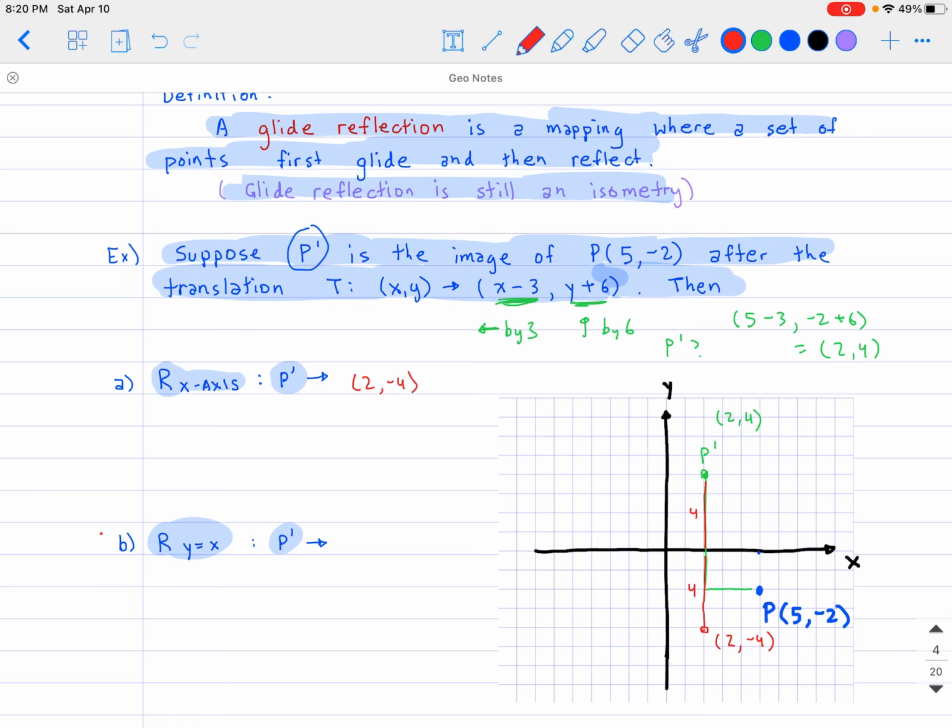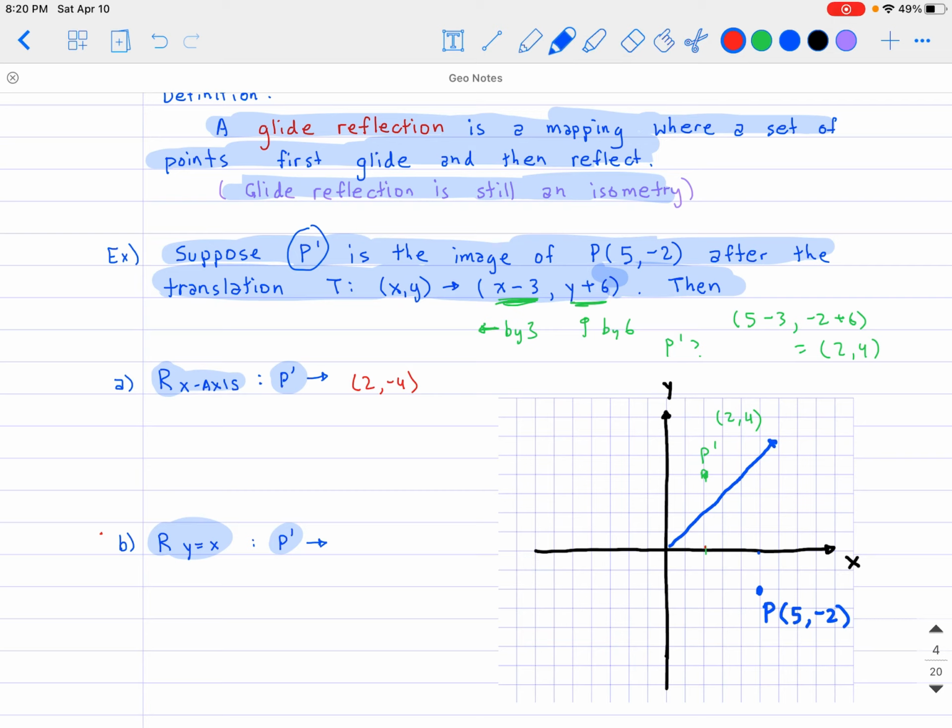Okay, so hopefully that looks somewhat familiar from the last section. And now for this last one, I want to take that point P prime once again, but instead of reflecting it off the horizontal line, which is the x-axis, I want to now reflect it about the line y is equal to x. So first, I'm just going to go ahead and draw that line y is equal to x. So there it is.